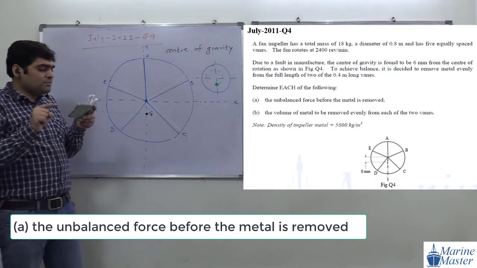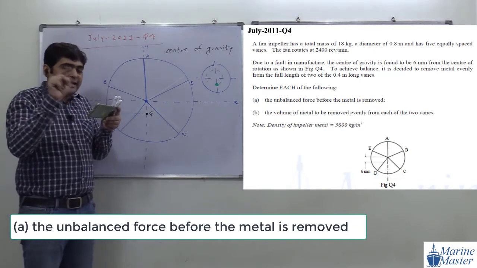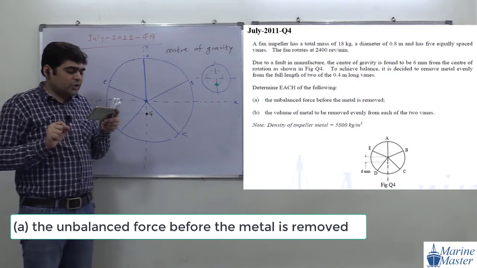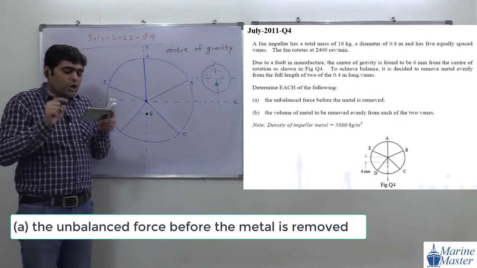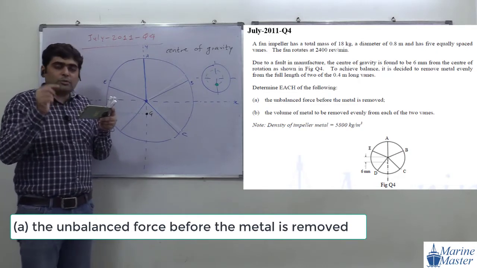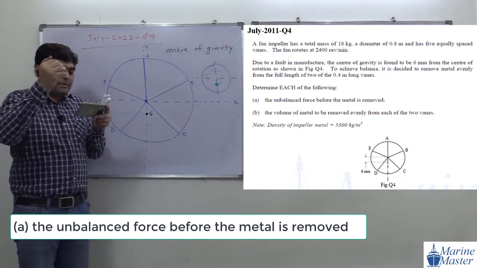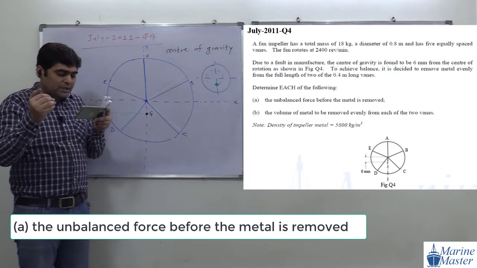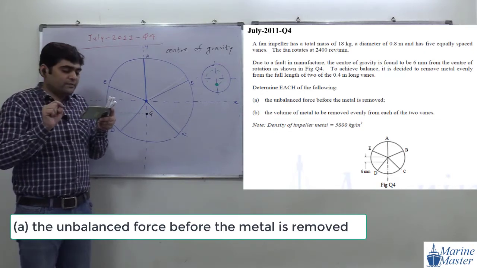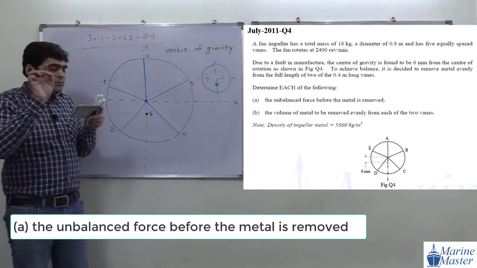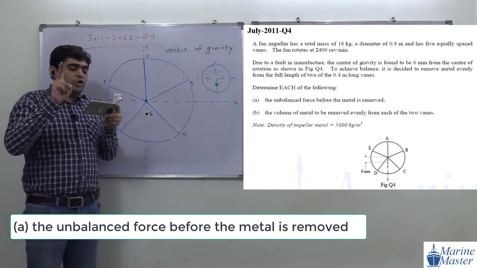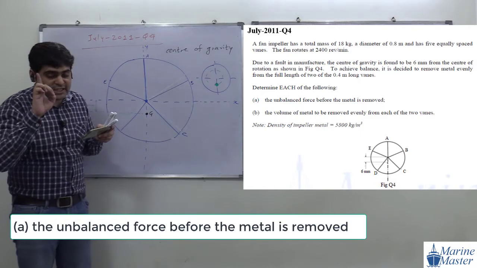Before reading the A part, I am going to read the remaining part of the question. See, I am reading the second paragraph of the question. Due to fault in manufacture, the center of gravity is found to be 6 mm from the center of rotation as shown in the figure. To achieve balance, it is decided to remove metal evenly from the full length of the two 0.4 meter long vanes. What does it mean?